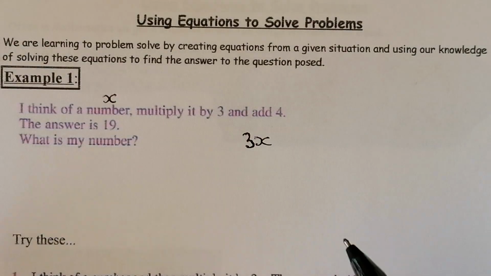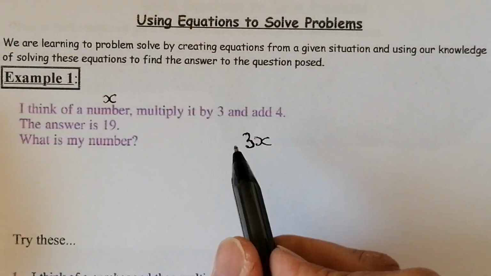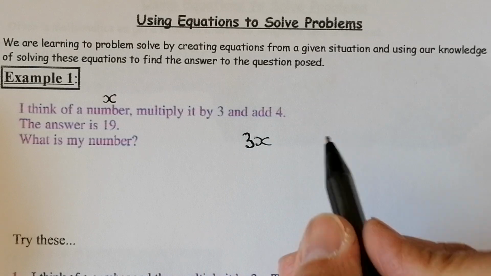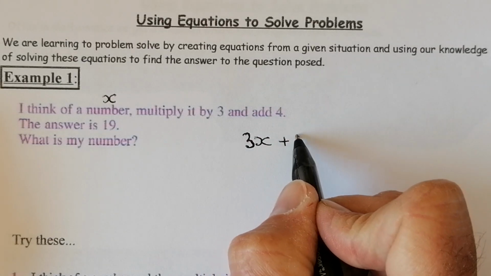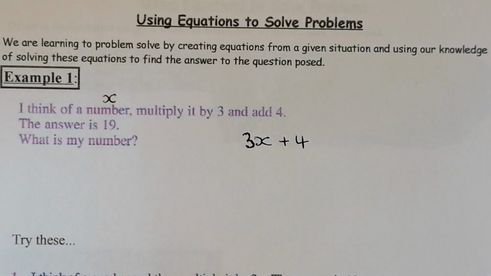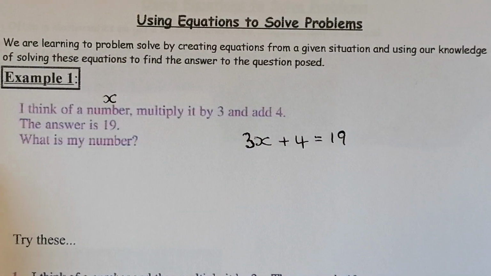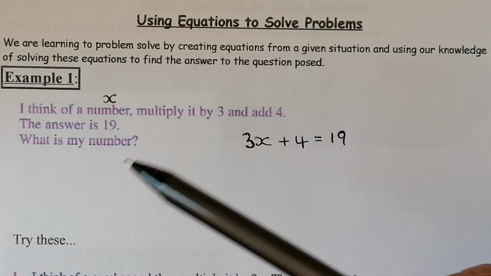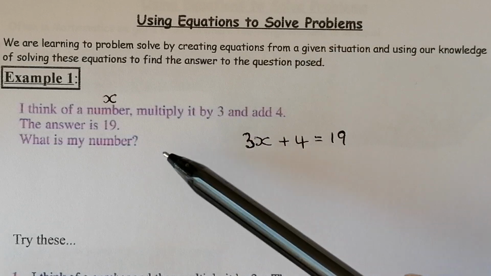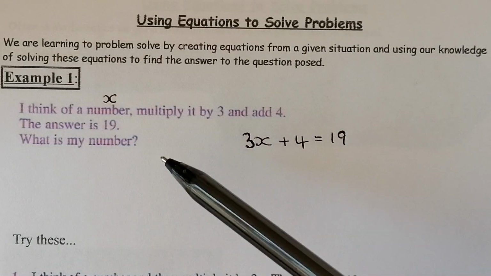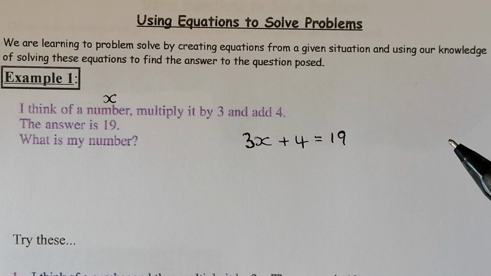3x means 3 times x. Then the next instruction is I'm adding on 4 to it, so I've got 3x plus 4, and the answer to that is 19. So what I've done there is I've created an equation out of a simple situation, just dealing with a missing number that we're going to try and work out.